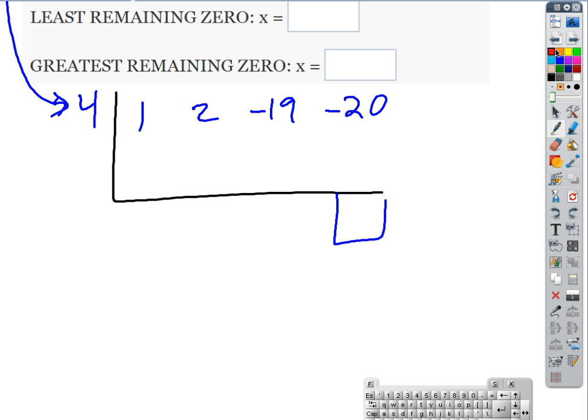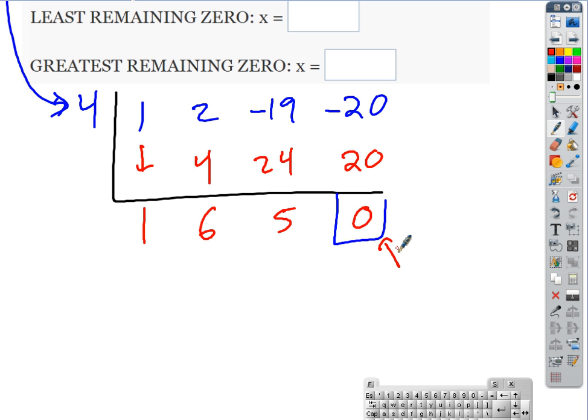Okay, drop the 1 down. Good. 1 times 4 is 4. Add, so we get 6. 24. And then I get 5, right? 5 times 4 is 20, and I get a 0 there. So we knew 4 was a 0. We knew that had to happen, right?